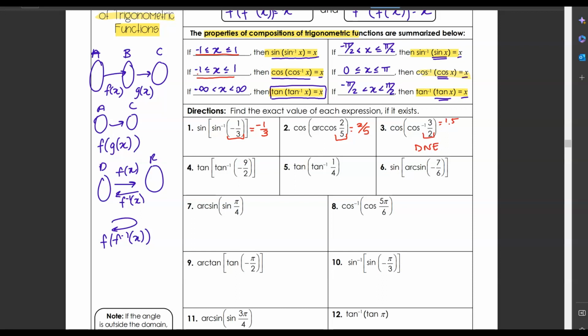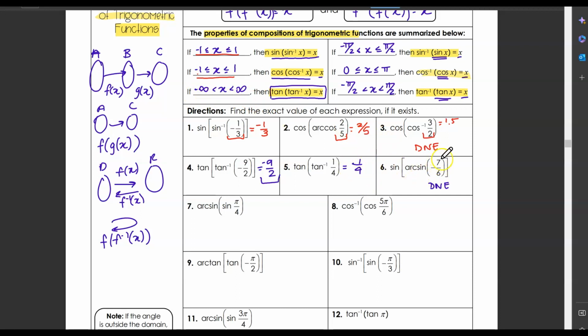All right, try 4, 5, and 6. I'm hoping that you've seen that the tangent we're going to be getting, because 9/2 is within negative and positive infinity, that output is going to be -9/2. So the input equals the output. Again, when I'm looking at tangent, 1/4 is definitely within that domain, since I'm doing the inverse tangent first. So that's going to equal that.